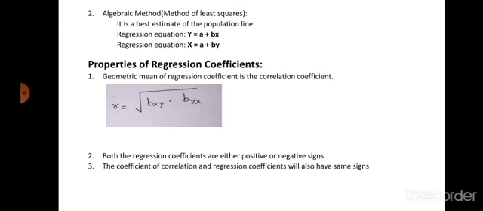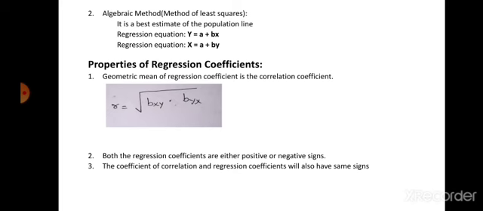Now bxy and byx are what we have written earlier: in the first case, x minus x bar equals bxy into y minus y bar, and y minus y bar equals byx into x minus x bar. The geometric mean of the regression coefficients is always the correlation coefficient, that is, r is the square root of bxy into byx.